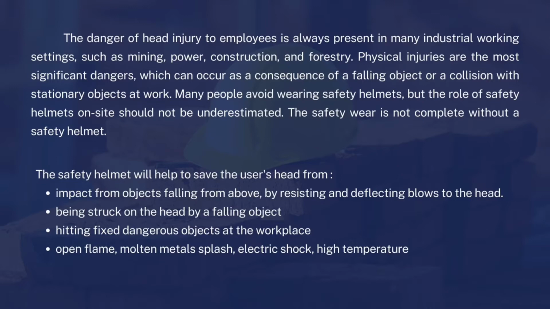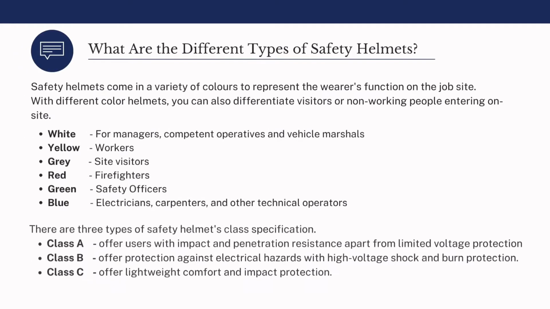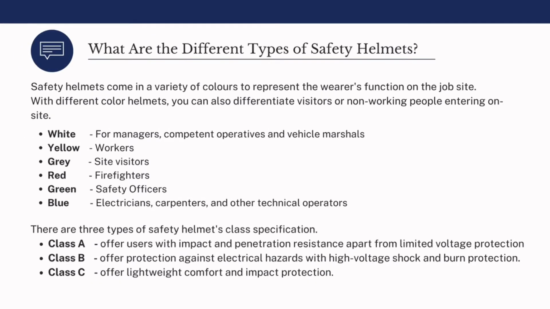The safety wear is not complete without the safety helmet because it can help to save the user's head from the impact of objects falling from above by resisting and deflecting blows to the head, being struck on the head by a falling object, hitting fixed dangerous objects at the workplace, open flame and molten metal splash, or electric shock. So what are the different types of safety helmet?